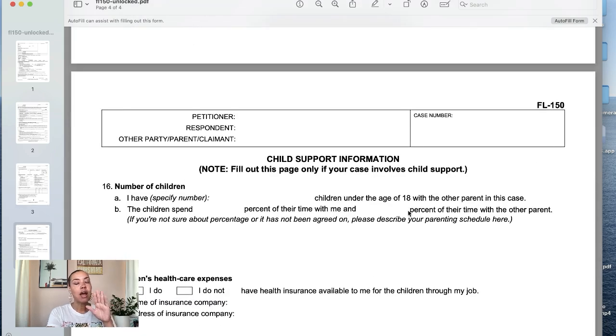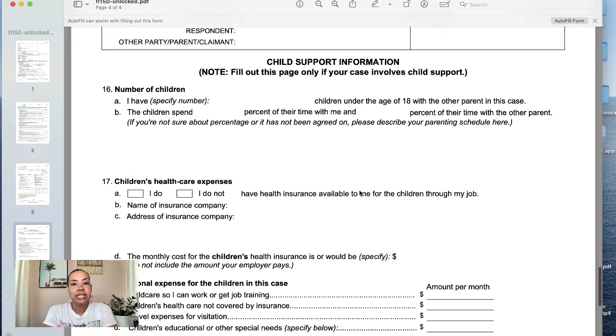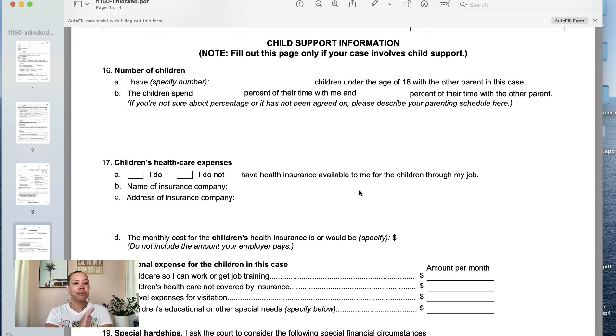And then there's one more page. Listen, pages get lost. They put your names at the top, put your case number at the top. Number 16, if you don't have children, you still need to submit this page, but other than filling out the header, you don't have to do anything else with this page. You can leave it blank.